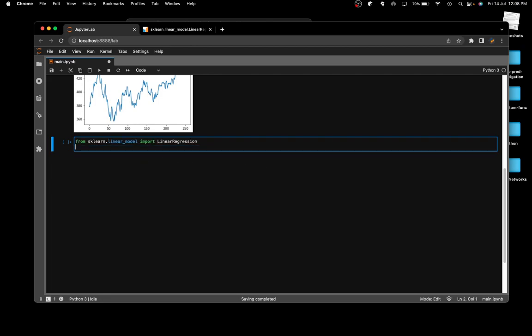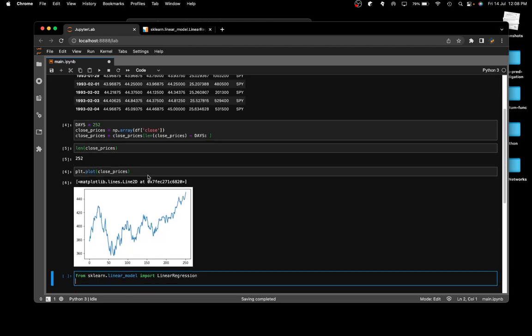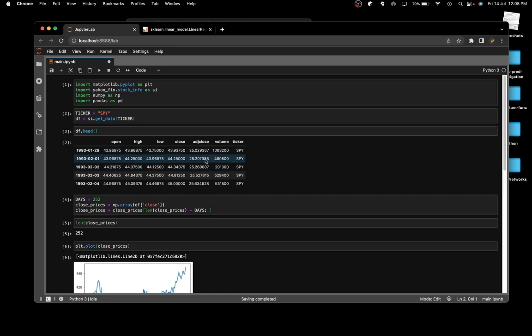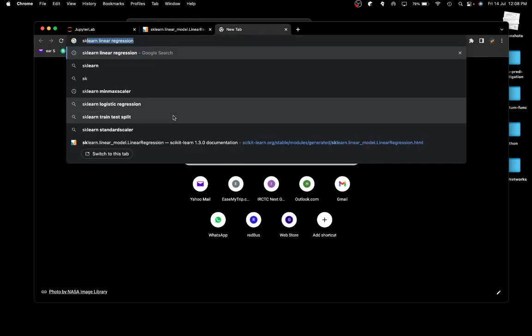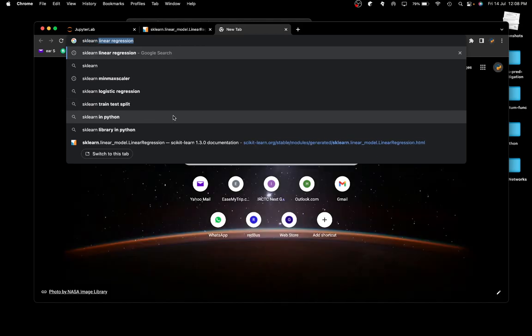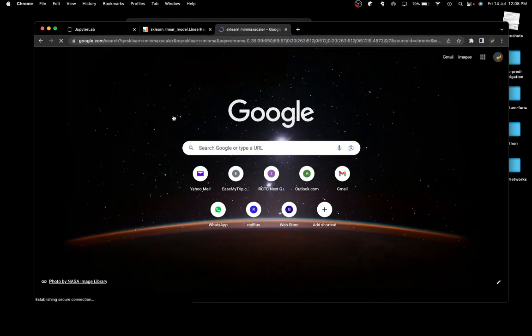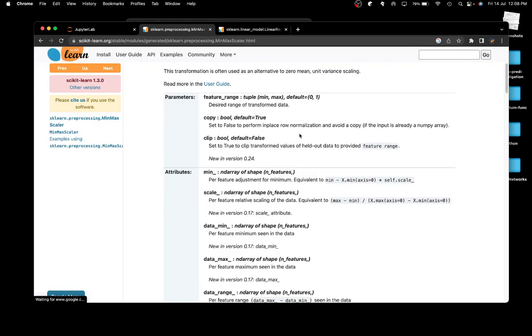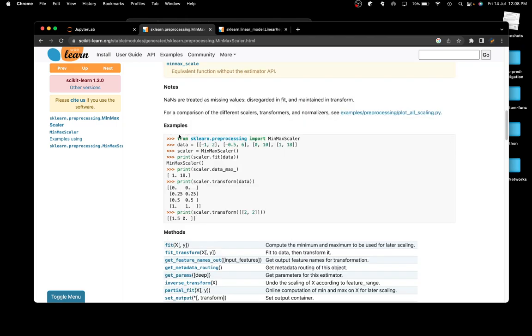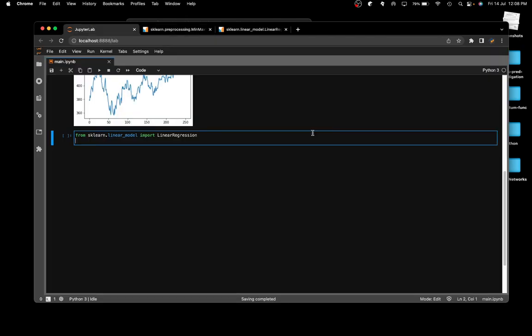Now we also need one more thing, which is known as the min-max scaler. The problem with our data right now is that it is unnormalized, so we need to normalize it first. To do that, we'll make use of the sklearn min-max scaler. As you can see, we have it right here, and we can copy this import and get started working.